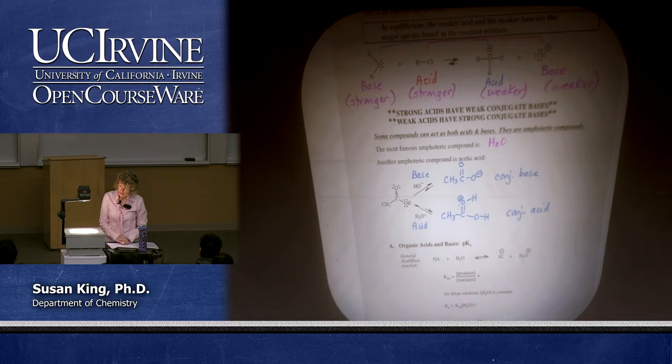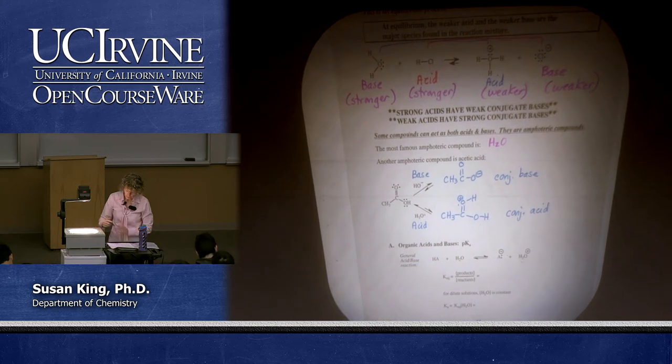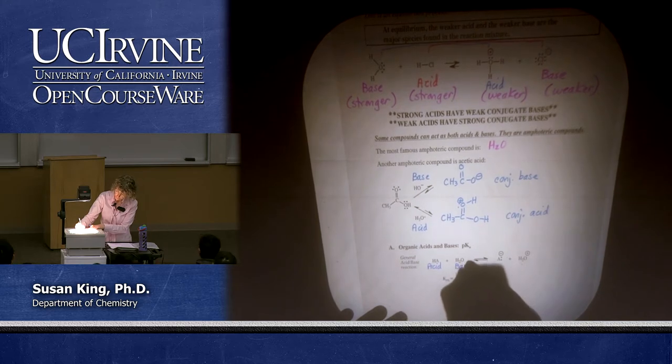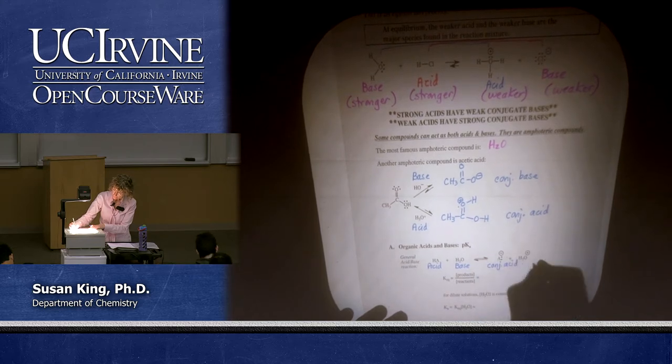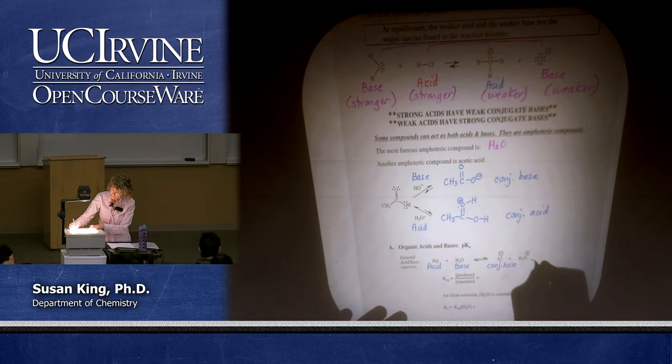All right, let's talk about organic acids and bases. So this is going to look very much like G-Chem. This is the general acid-base reaction. So we have our acid plus our base. We get the conjugate base and the conjugate acid. So conjugate base and conjugate acid.